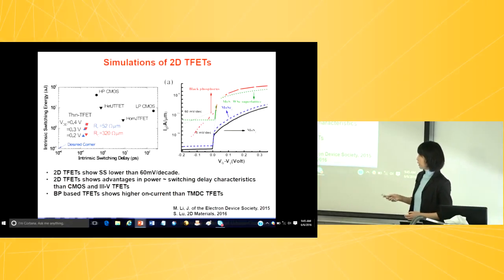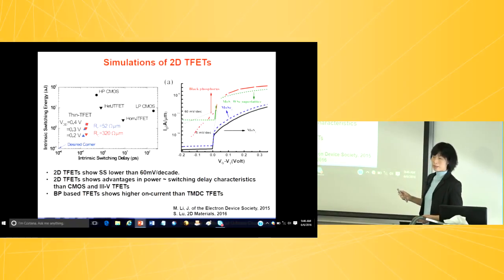The simulation of 2D TFET has shown promising results. Here the TFET is compared to high performance CMOS or low power CMOS and a III-V material based TFET. These symbols are the TFETs based on 2D materials. We can see that the 2D TFET can have either lower energy or shorter delay as compared to the bulk material. We also simulate the BP-based TFET. As compared to TMD-based TFET, the BP TFET has much higher on current. That's because the mobility of black phosphorus is much higher than TMDC. And also, black phosphorus is a direct band gap, so the tunneling probability is higher.